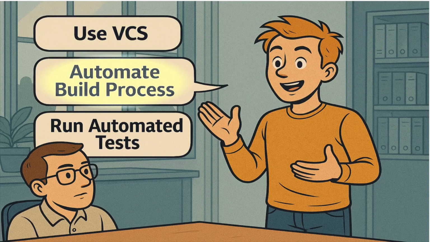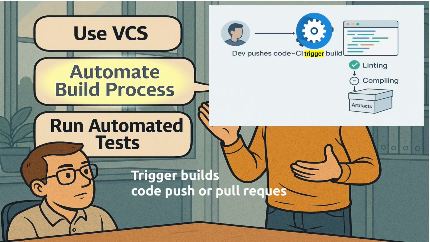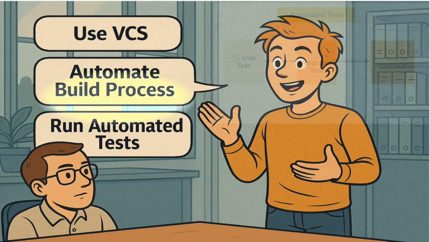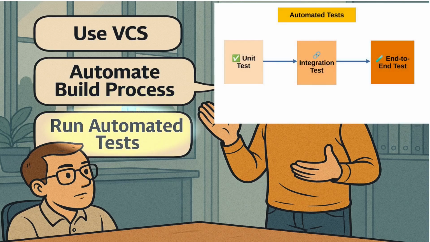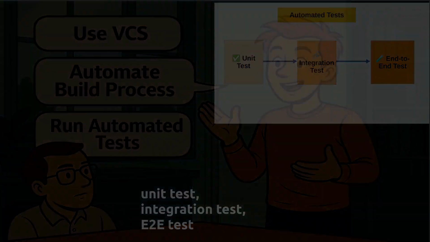Second, automate your build process. Trigger builds automatically on code push or pull request. Validate your code with linting, compile it, and package it into artifacts. Third, run automated tests. Start with fast unit tests right after build, then move on to integration tests after packaging. You can also run end-to-end tests before staging or production.